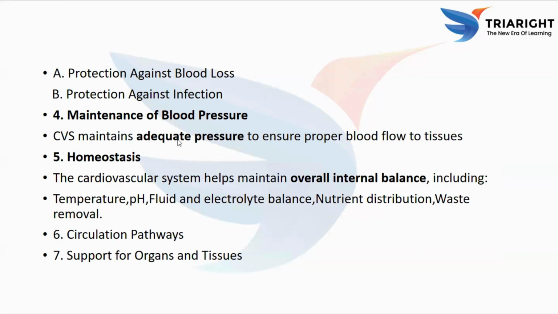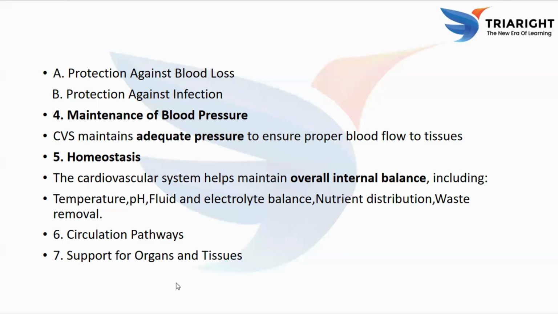And the fourth function is maintenance of the blood pressure. So how is the blood pressure maintained? The cardiovascular system maintains the adequate pressure to ensure the proper blood flow to the tissues. So this is regulated by the cardiac output, peripheral resistance, autonomic nervous system, and also the hormones like RAS, ADH, and ANP. And the fifth function is homeostasis. The cardiovascular system helps to maintain the overall internal balance. So what do you mean by overall internal balance? Like temperature, pH, fluid and electrolyte balance, nutrient distribution, and also the waste material. So these are all included by the cardiovascular system within the homeostasis.